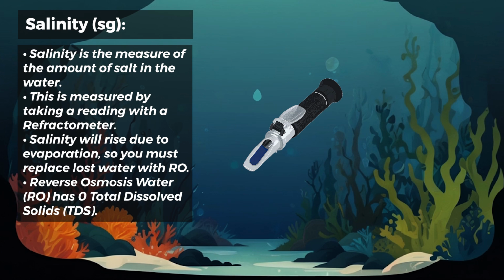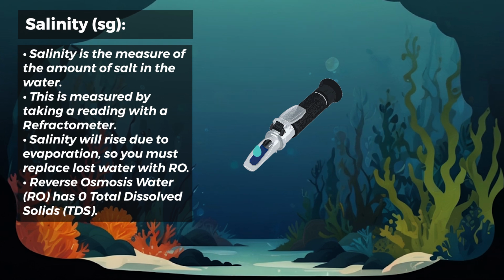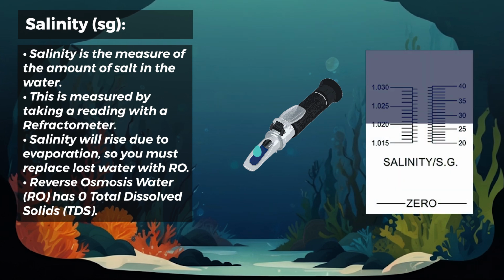To use a refractometer, place a drop of the salt water onto the lens and look through the device into a light. You'll see a marker where you can see the measurement.